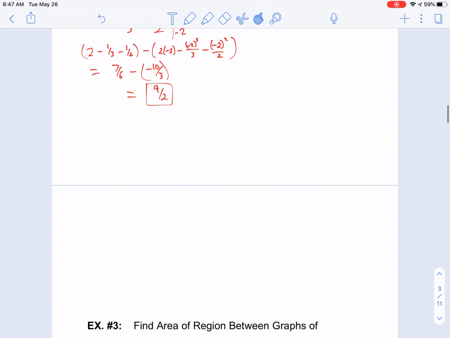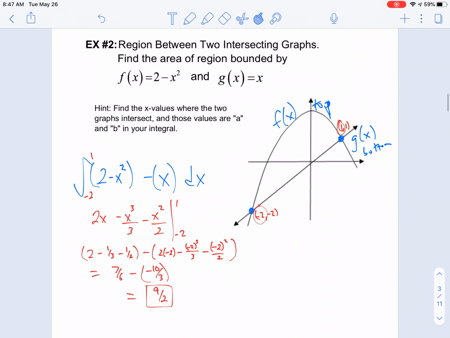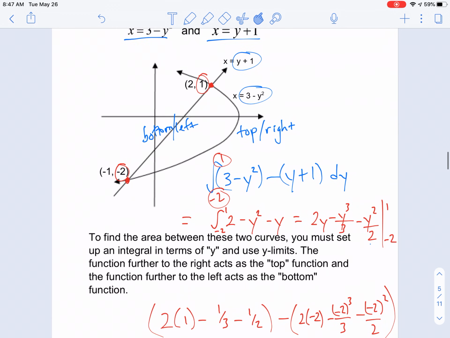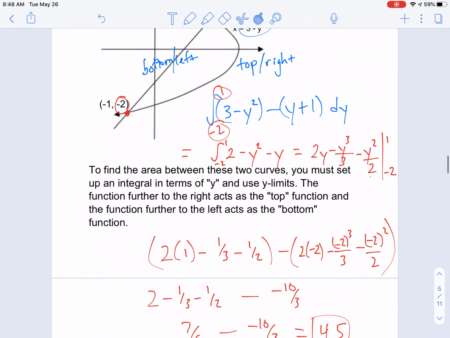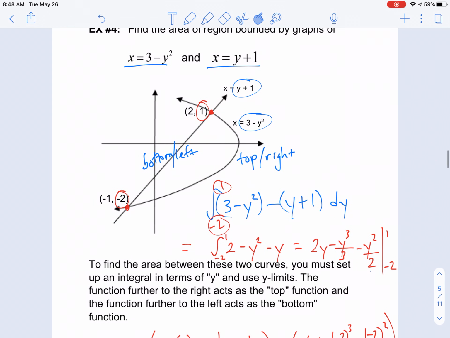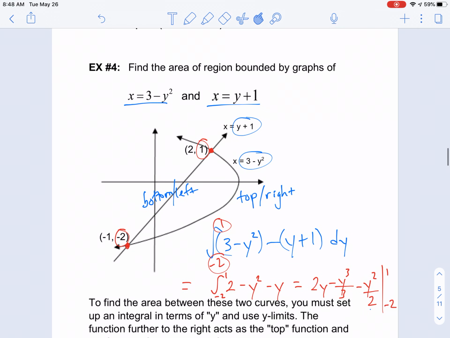It looks like the curves in example 2 are the same exact curves as the curves in example 4. They're just expressed in reverse. That's why we get the same exact answer. The areas between the curves do not change at all. It's just the expressions of the curves that change.